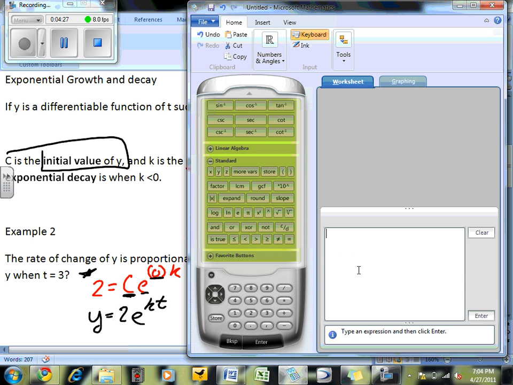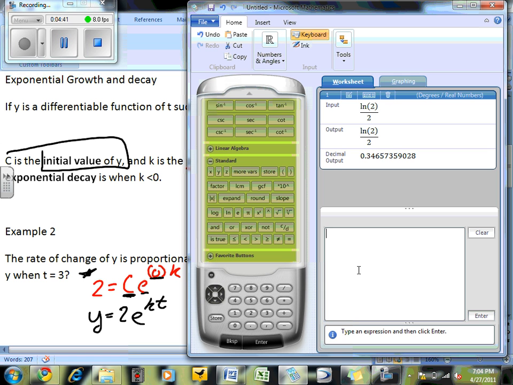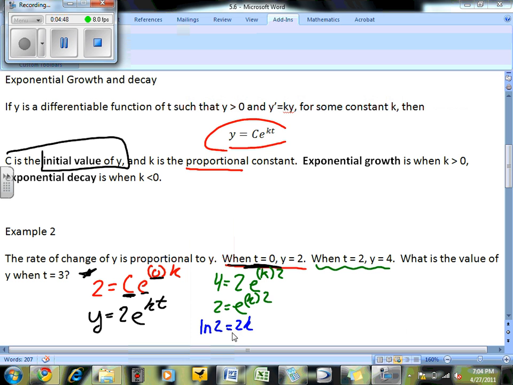Okay, we're going to go ahead and divide by 2. So we're going to take the natural log of, I believe it's 2, right? Divided by 2. And we get 0.346 something, right? So we just solve for our k is what we solve for, all right?